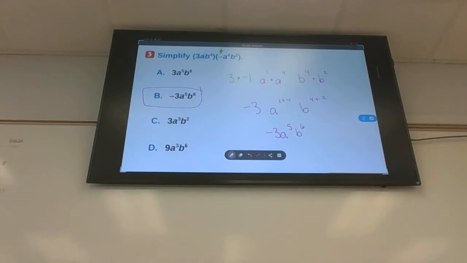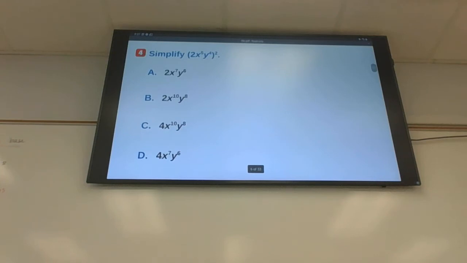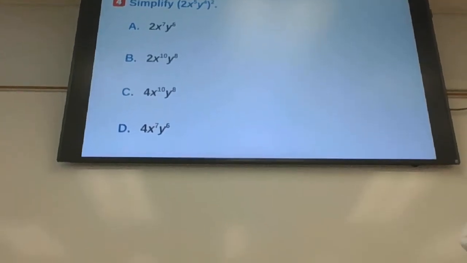Everybody okay on that one? Okay, let's do another one then. Let me know if I can fill it out. Parentheses with an exponent on the outside. That changes things. Write it down and try something. You know, make a guess at it.